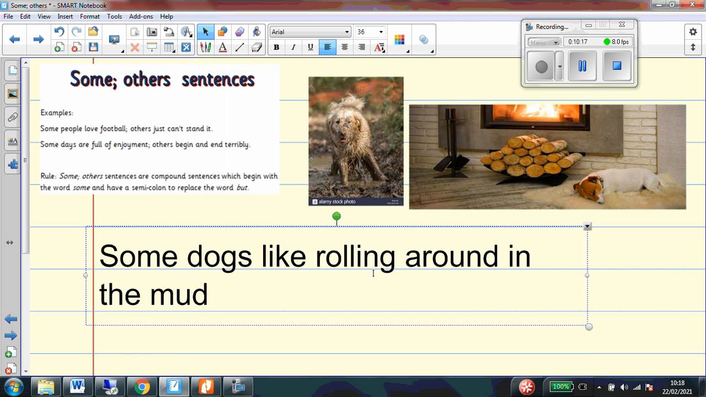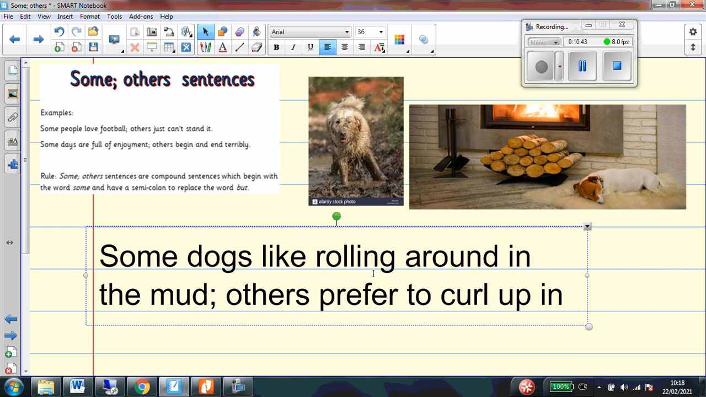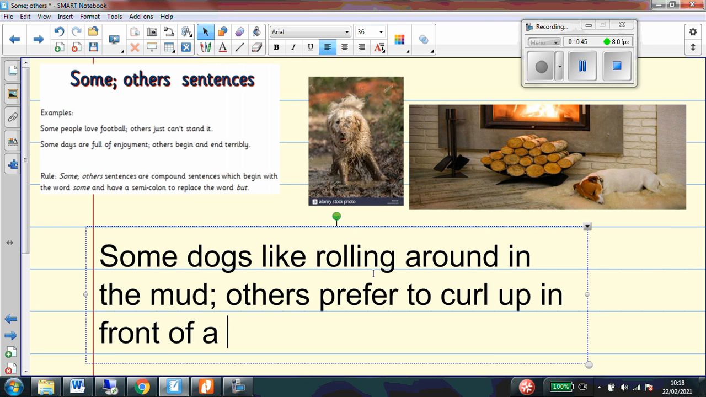What punctuation do I need now? Well done if you said semicolon. And of course the next word I need is the word others. Some dogs like rolling around in the mud; others prefer to, what do we say they perhaps prefer to do? Others prefer to curl up in front of a warm, cozy fire.